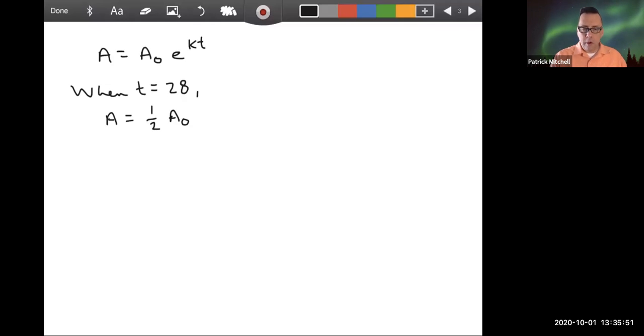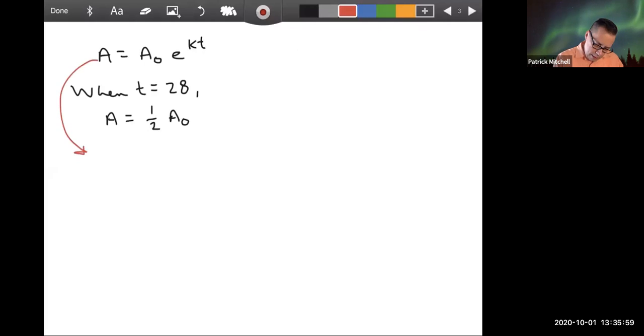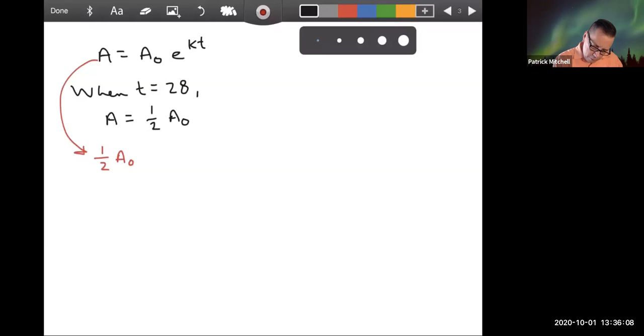Okay. So here's how I'm going to put that into the equation. I'm going to replace A with 1/2 A0. And I'm going to, of course, replace t with 28.